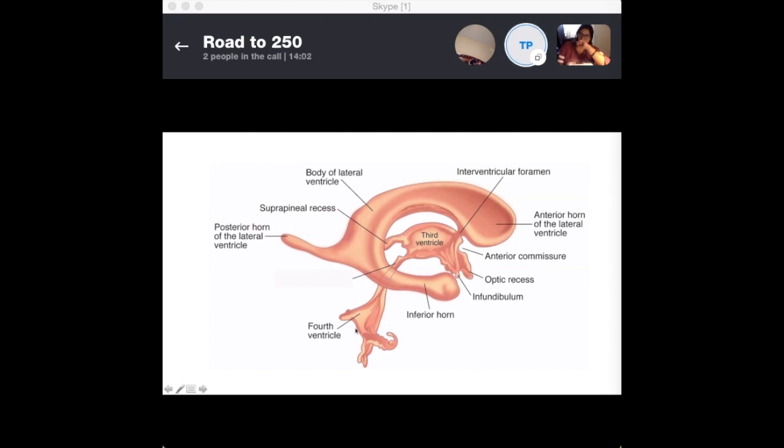And then the flow continues, and the fourth ventricle has three outflow tracts. One is the foramen of Luschka, which is this one sticking out here. It's also the lateral outflow tract. So Luschka, L for Luschka, L for lateral. And then there is the medial outflow tract, and that one is the foramen Magendie. So Magendie, M for medial.